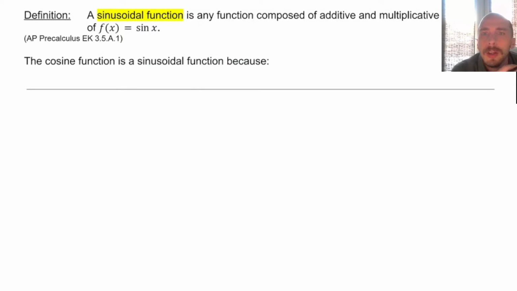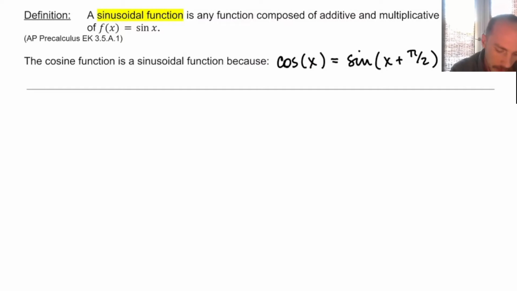All right, so another piece of terminology you need to know is a sinusoidal function. So it sounds like it's just going to be like sine x, right? But a sinusoidal function is any function composed of additive and multiplicative transforms of f of x equals sine x. And I'm telling you that the cosine function is a sinusoidal function because of what we just saw, that cosine x equals sine of x plus pi over 2. And if I think about it, that is an additive transform. The additive transforms are the translations, up, down, left, right, and that's what we just saw. Okay, so the cosine function counts as a sinusoidal function, and that's something you need to know for AP Pre-Cal.